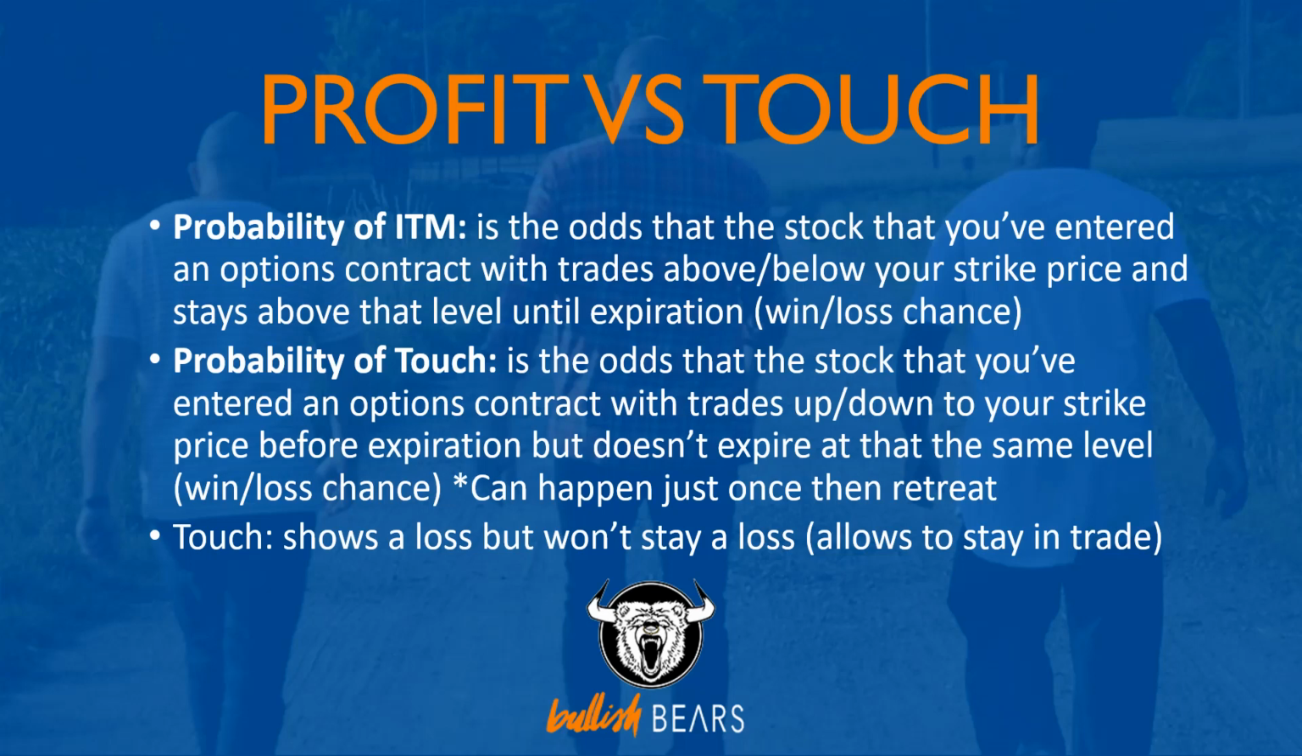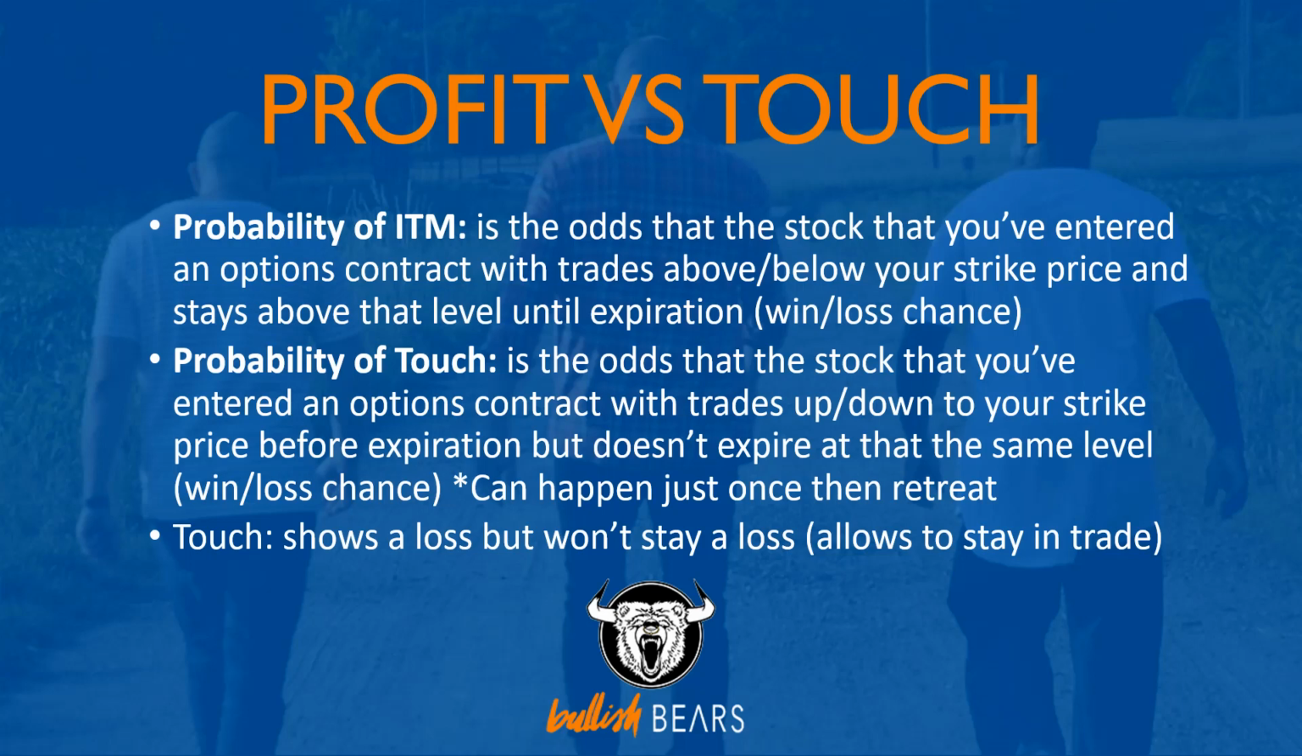So again, probability of in the money is the odds that it expires at expiration above or below your strike price. Now, probability of touch is the odds that the stock that you've entered an options contract into trades up to or down to your strike price before expiration, but doesn't expire at that same level. All right, so a stock can drop down or go up to that level and then retreat. It can happen just once, touch it and then retreat, and then it won't expire above or below those levels, right? So probability of touch is different than probability of in the money at expiration.